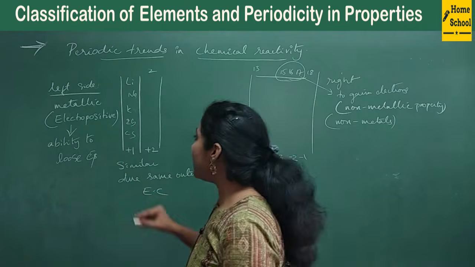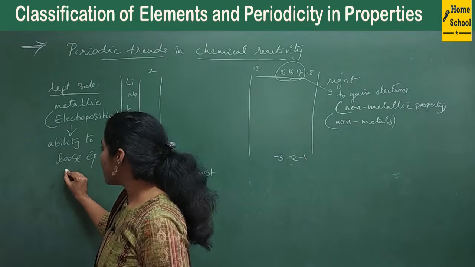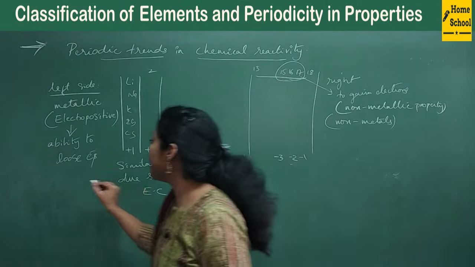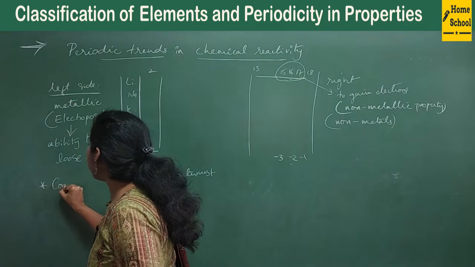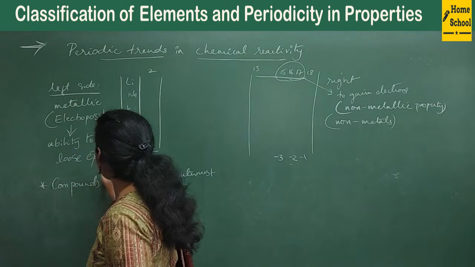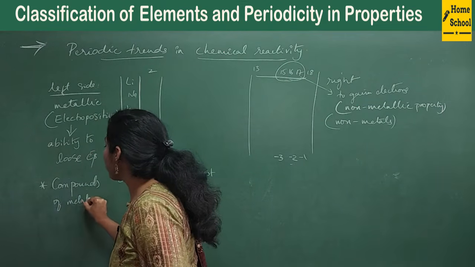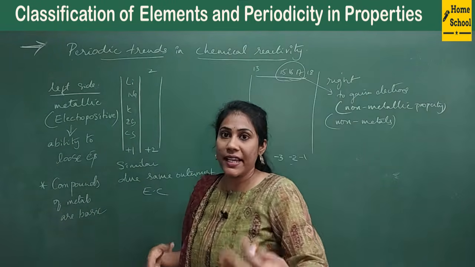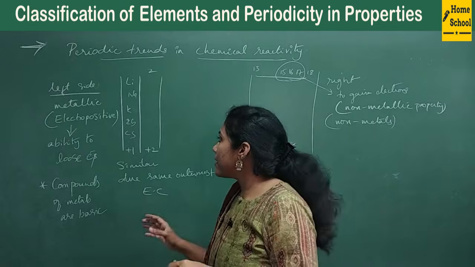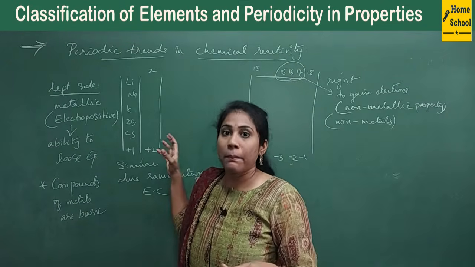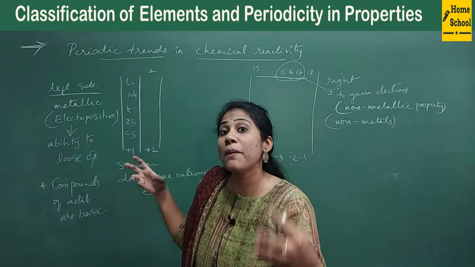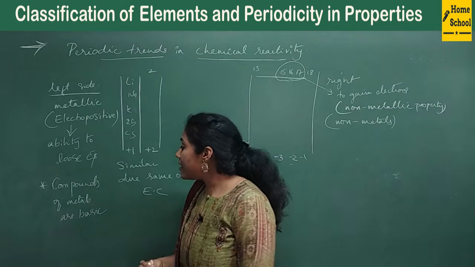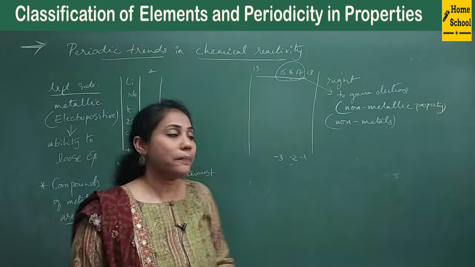And remember, compounds of metals are always basic in nature. This is a very, very important point. Compounds of metals are basic in nature. For example, sodium is there. Sodium oxide, basic. Sodium hydroxide, basic. Magnesium chloride, basic. Magnesium hydroxide, basic. Magnesium oxide, basic. So any compound which includes a metal is considered as base or basic in nature.